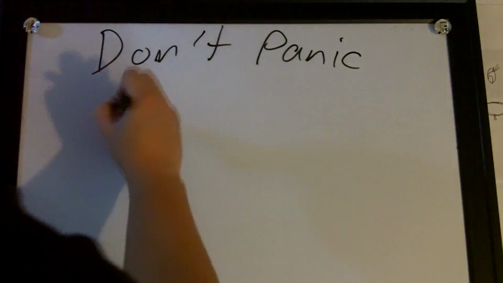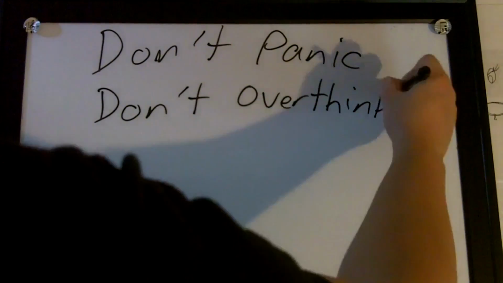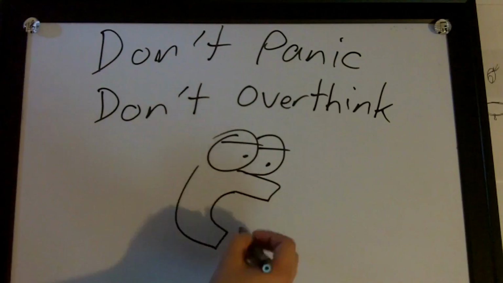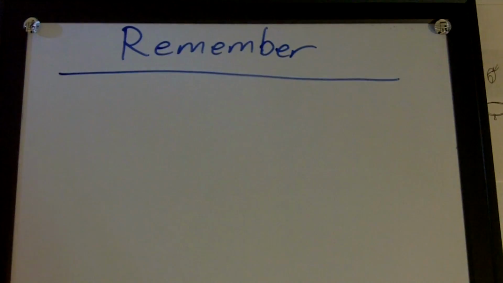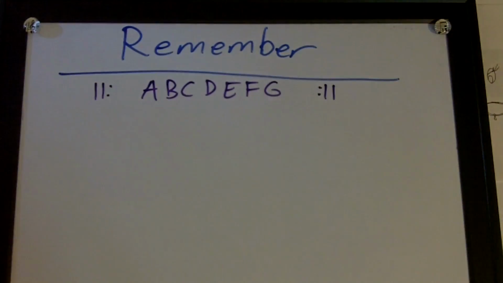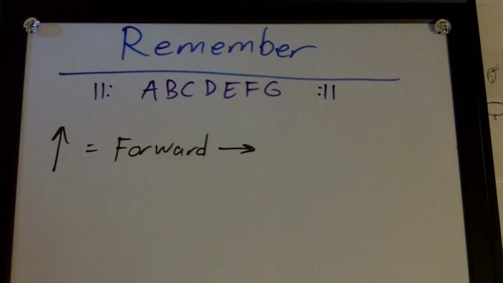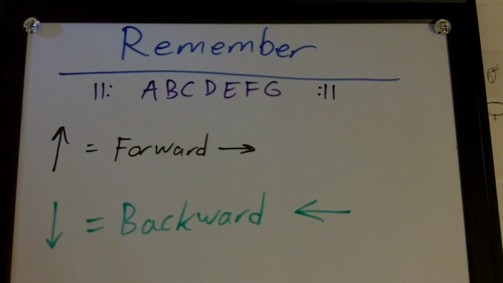Okay, so remember, don't panic. Don't overthink this. Seriously. That's what always happens. People overthink this. They think it must fall into some other system, but really, it doesn't. Remember, musical alphabet. It's always the same musical alphabet. Go up the staff, you're moving forward in the alphabet. Down the staff, you move backwards. That's it. That's all you really have to remember.